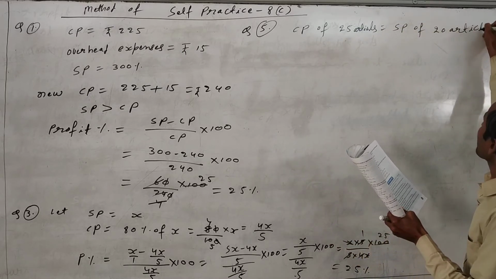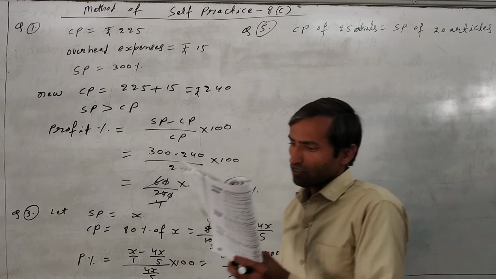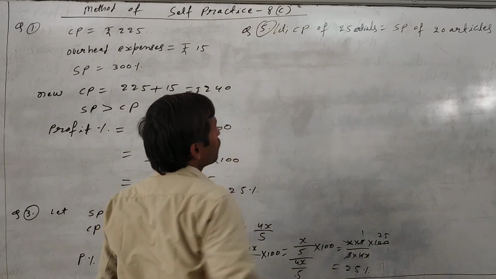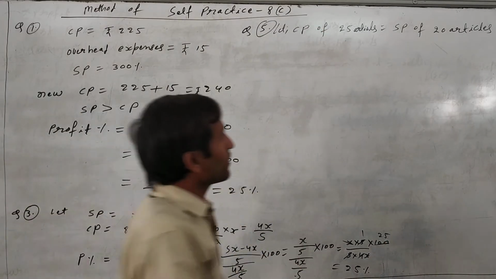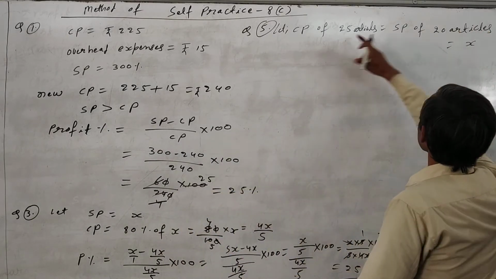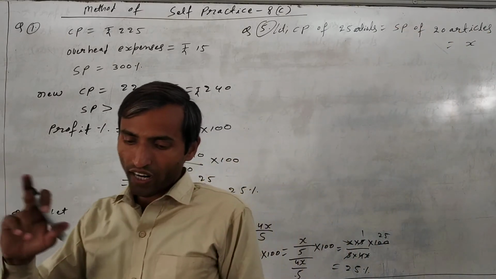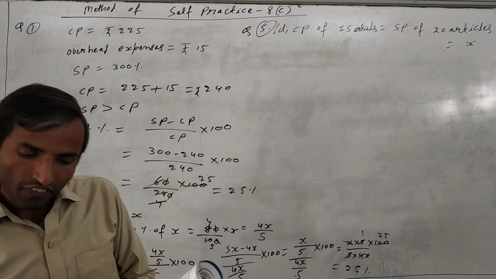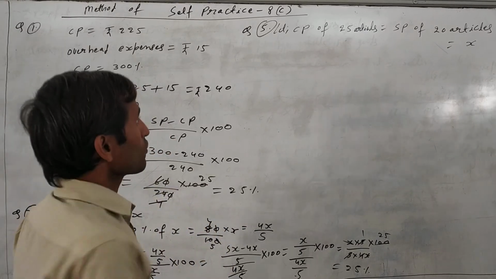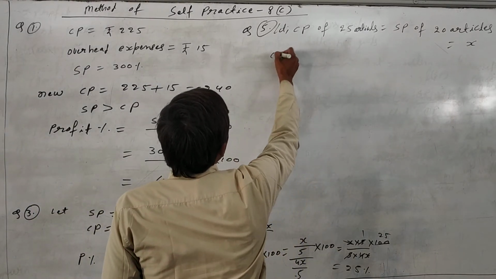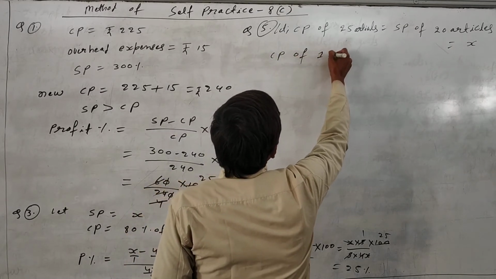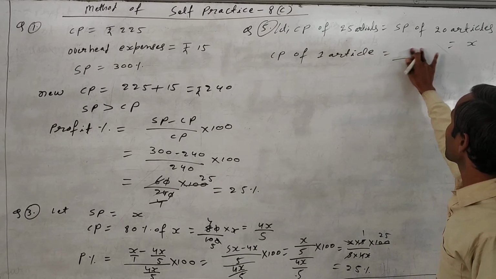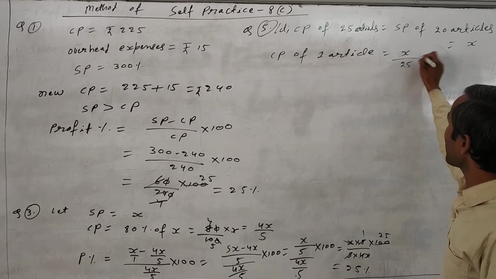So in this case again we have to suppose x. Let CP of 25 articles is equal to SP of 20 articles, equal to x. So I have taken x for both. Now we have to find for one article what is CP and what is SP. Then we can find profit percent or loss percent. So here we will find CP of one article. Then we will divide x by 25, so x upon 25 rupees will come.